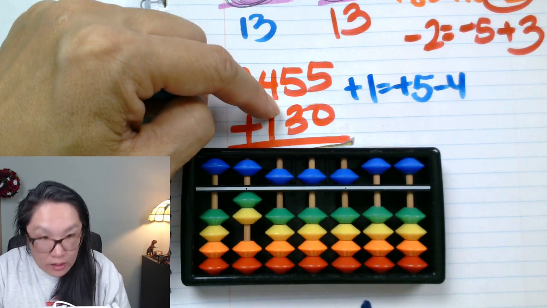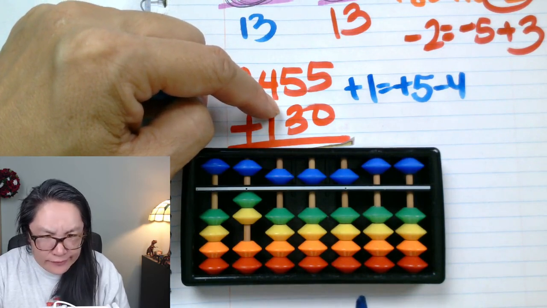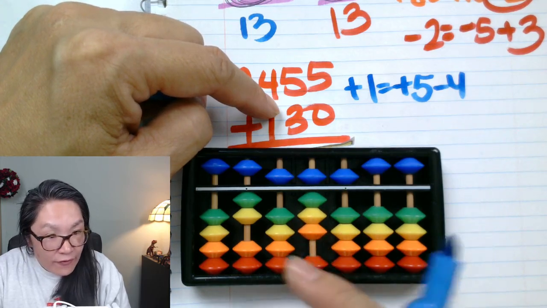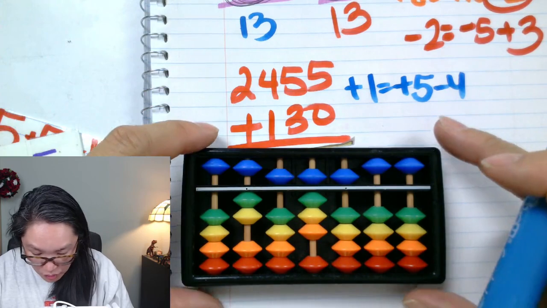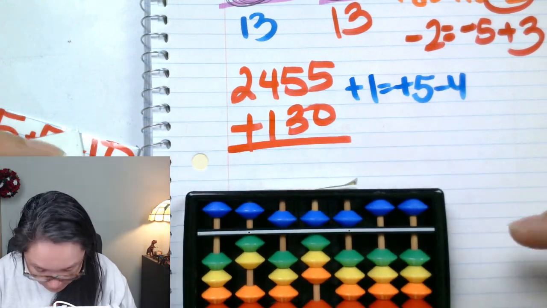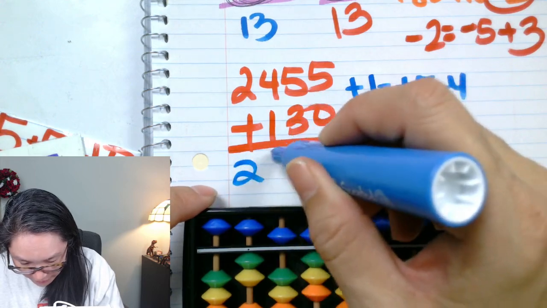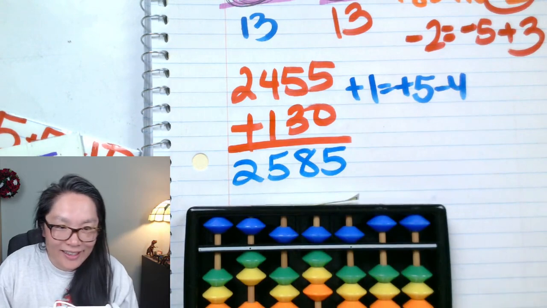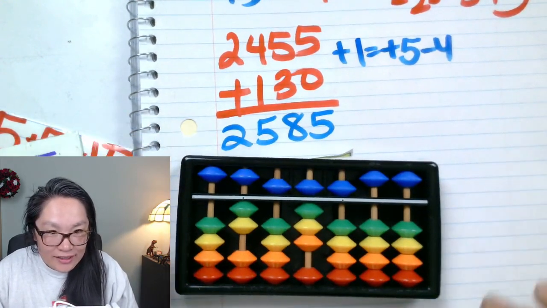And then what do I do here? I add the 3. Do I have enough? I sure do. I don't need to do anything. I just need to add the 3. And my final answer is what? 2,585. That was an easy one.